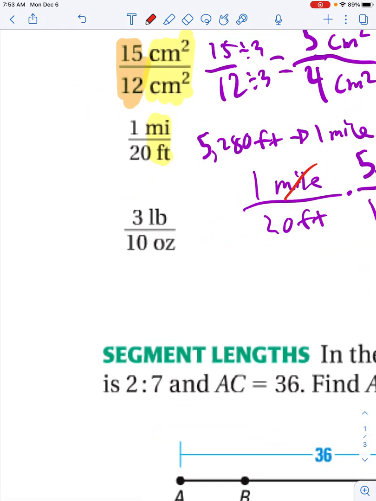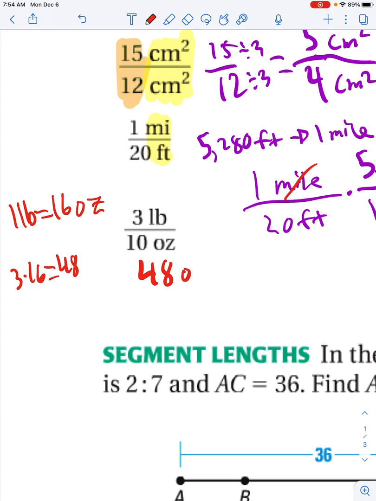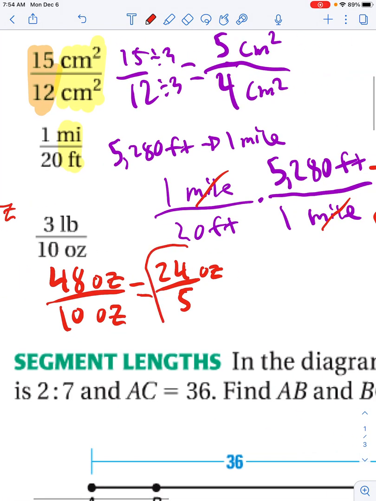Last one we can simplify here. Again, pounds to ounces. 1 pound equals 16 ounces. So I'm going to turn these pounds into ounces. And this one, I'm just going to do 3 times 16, which is going to give me 48. So I'm going to say that I have 48 ounces over 10 ounces, which we could simplify. If you divided it by 2, you'd have 24 over 5.